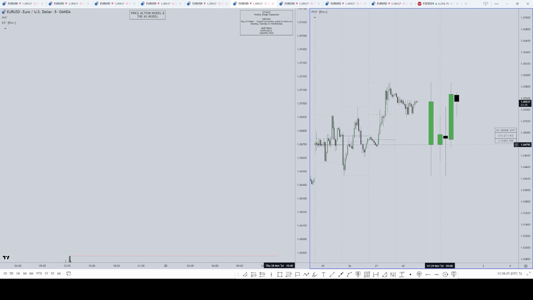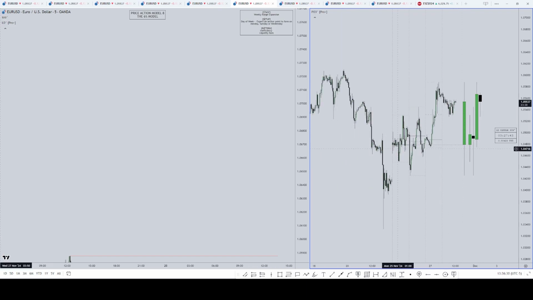But if you do that, you basically see the weekly candle and the current daily candles. So you can see really, Tuesday low of the week and everything else.